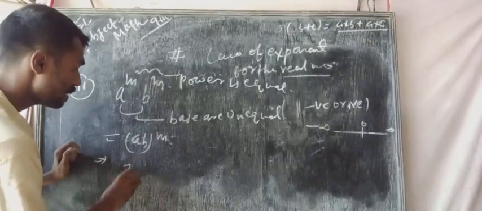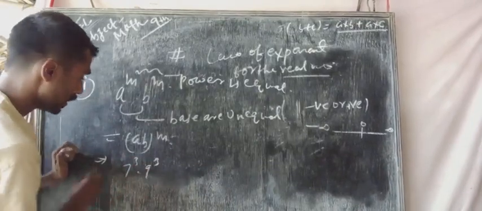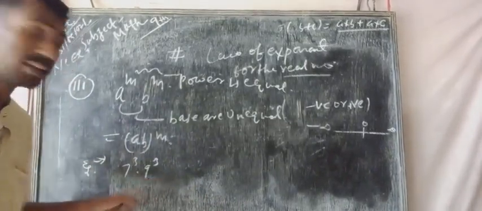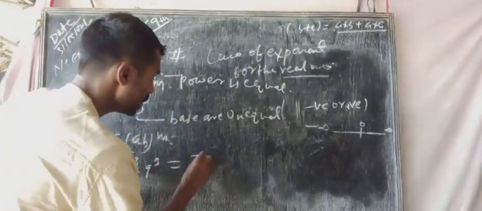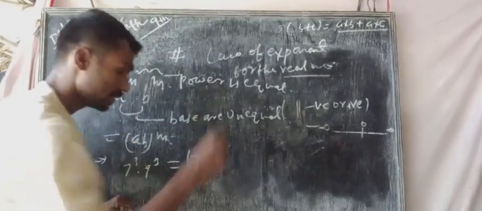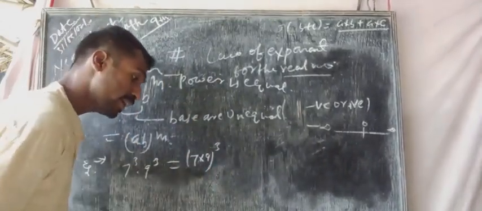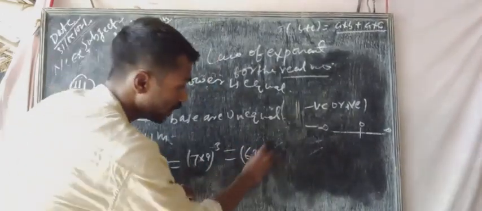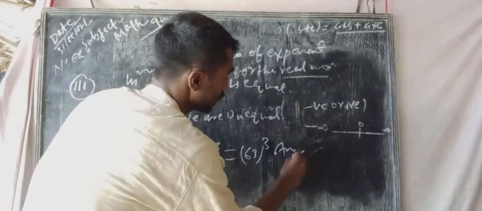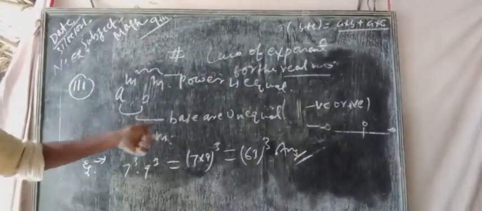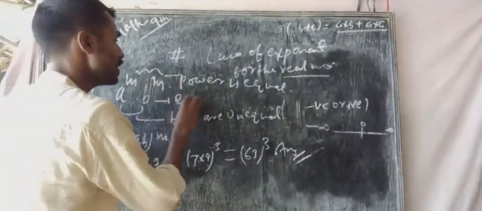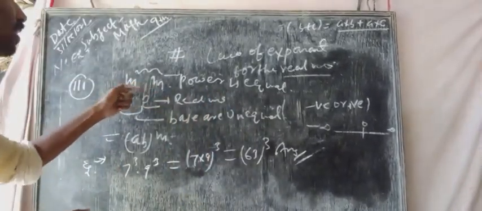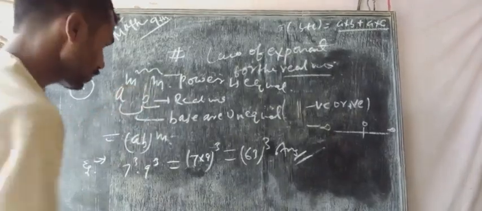Similarly, example: 7 to the power 3 and 9 to the power 3. Finally they can be written as 7 into 9 whole power 3, or it can be written as 63, that means 7 into 9, 63 to whole power 3. This is the answer. Here a and b are real numbers, and m is an integer.